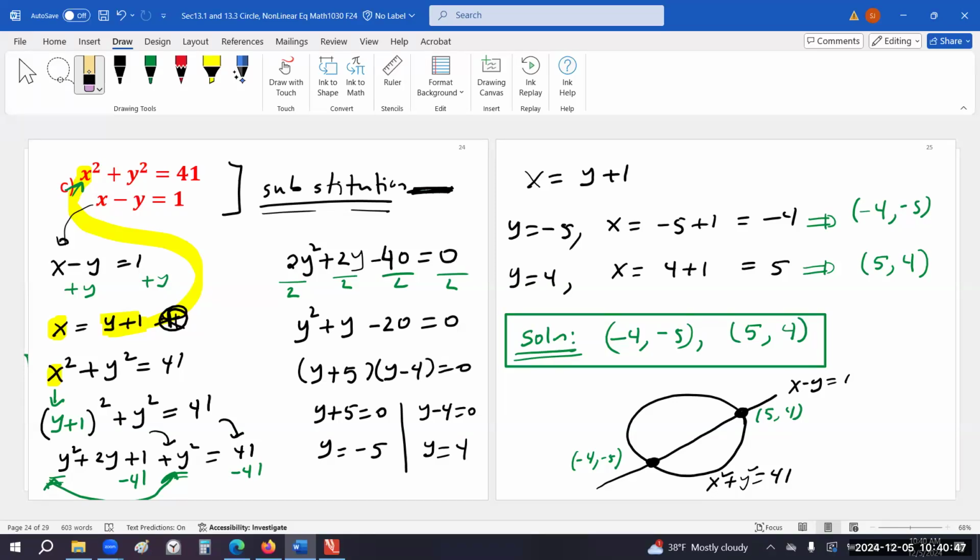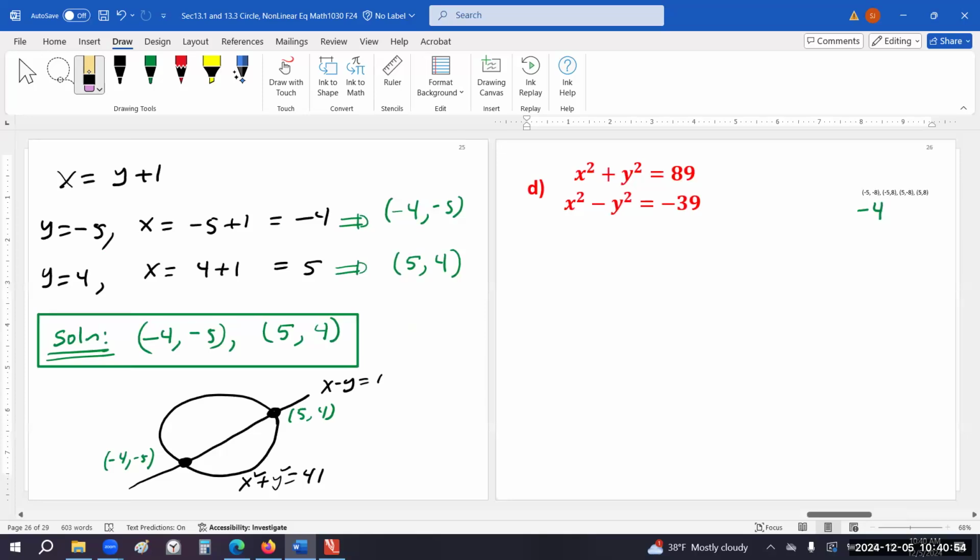Any question? Okay. This one is easy. You try by yourself. Actually, you can see the answer, you can check, though it's too blurry. So try this by yourself. This is easier. You can use elimination here easily.